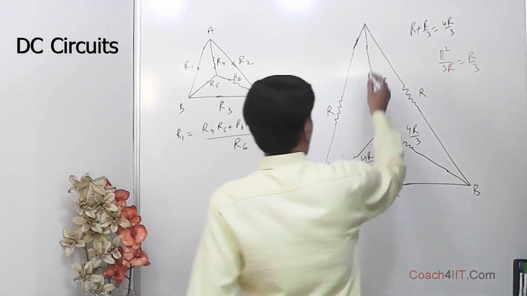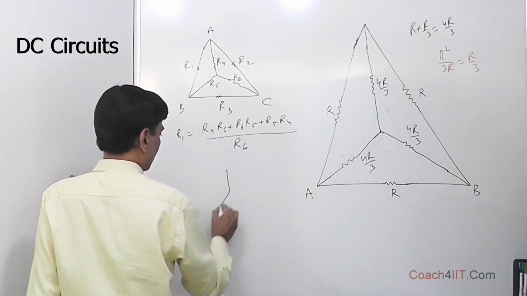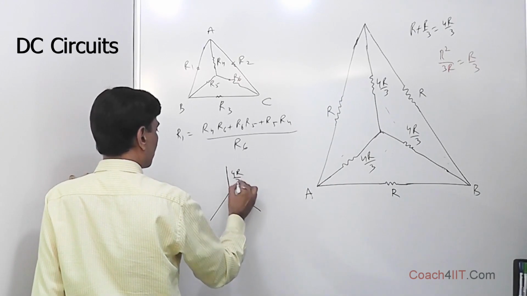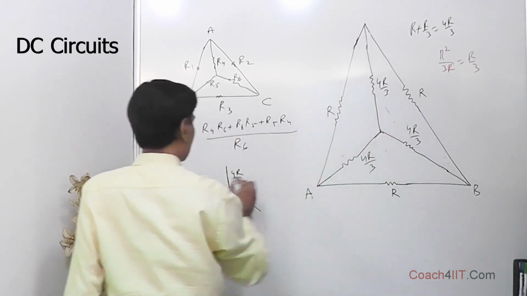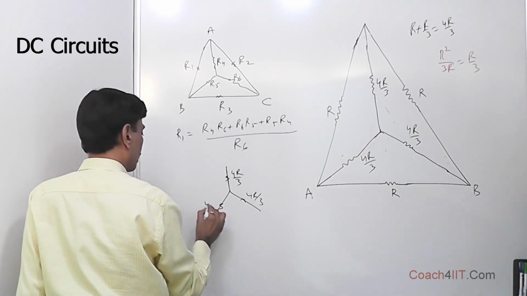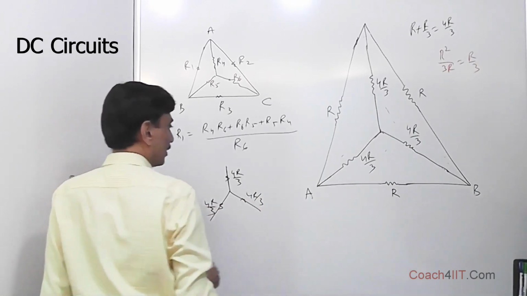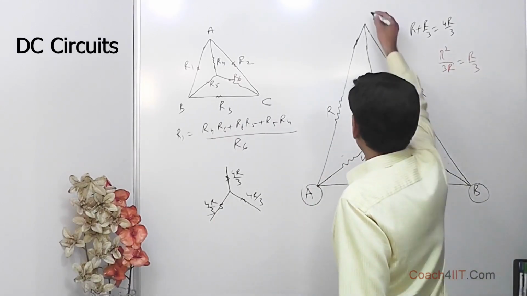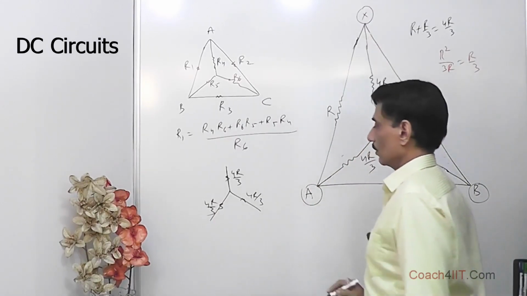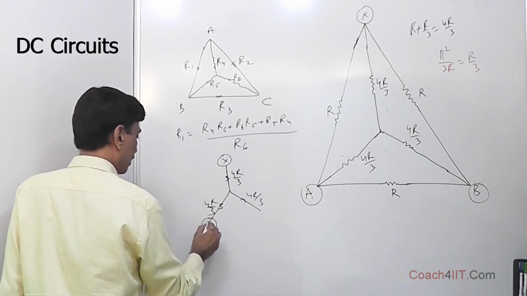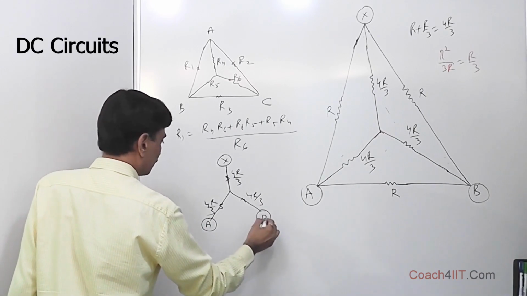Similarly, over here, this is 4R by 3, this is 4R by 3, this is 4R by 3, this is 4R by 3. Let's call this A, this B, and this junction X. So between A, B and X, this is X, this is A, and this is B.